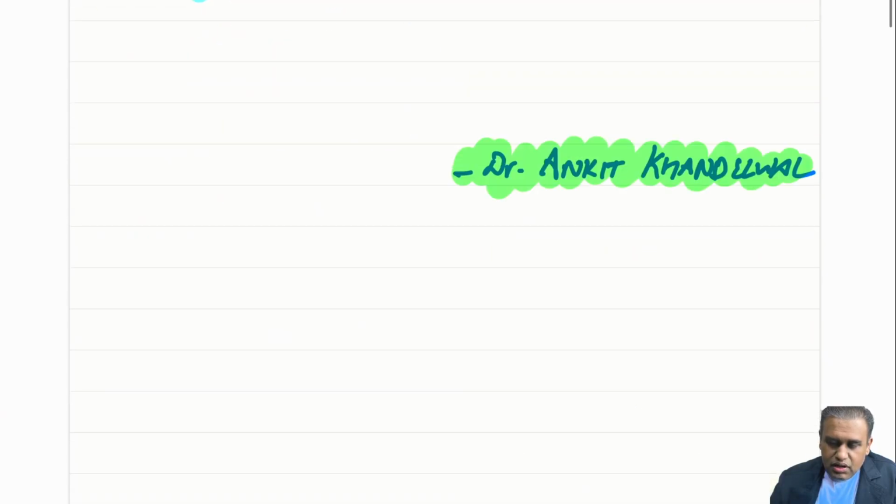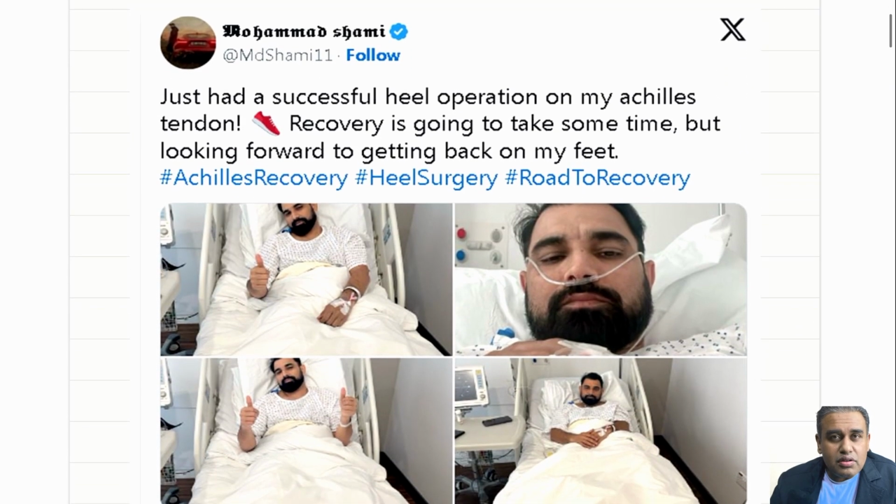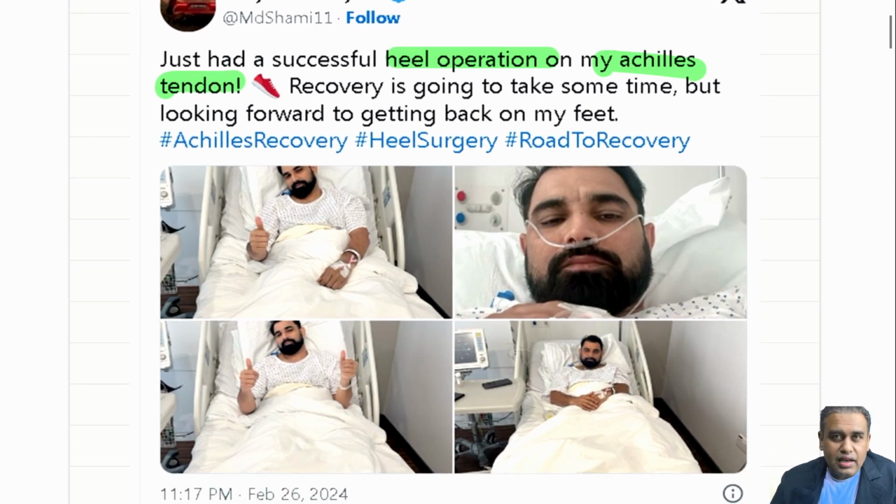Recently news came about one of our very favorite cricketers, favorite bowler, Mohammad Shami, who recently was a hero in the World Cup. He posted on X that he had a successful operation on his Achilles tendon, probably for an Achilles tendon rupture, right? So taking this news and the commonality of this topic, let's start.